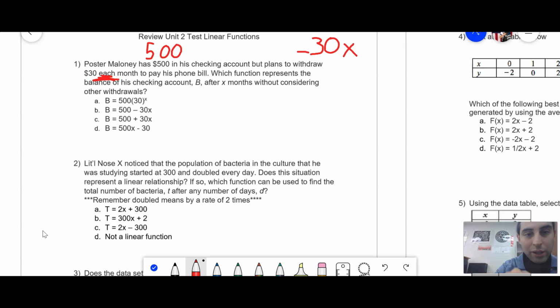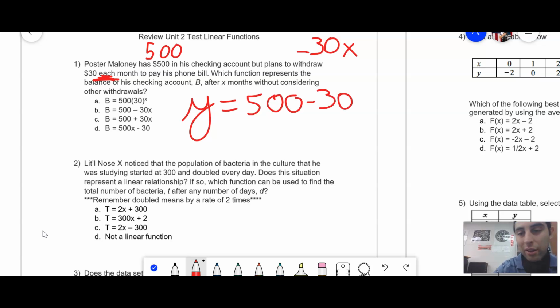So that can help us get our equation, right? We start with $500, and we're withdrawing $30 each month. That's my X. Each month is X. And you know that because it says right here, X months. And I guess I will change this a tiny bit. Instead of using Y, usually we use Y, it says that we're looking for B, the bank money. $500, take away 30 each month, X.